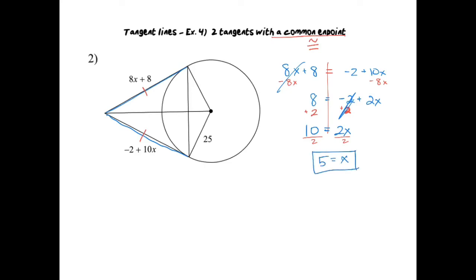So if x is 5, then that's going to say 8 times 5 plus 8, which is 48. And this is going to say -2 plus 10 times 5, which is -2 plus 50, which is, guess what? 48. So my work looks good. We made the two lengths equal to each other, got x equals 5, plugged it back in, and we saw we got 48 and 48, so the lengths were equal. We did good. The end.